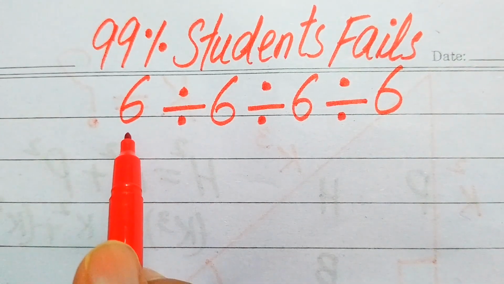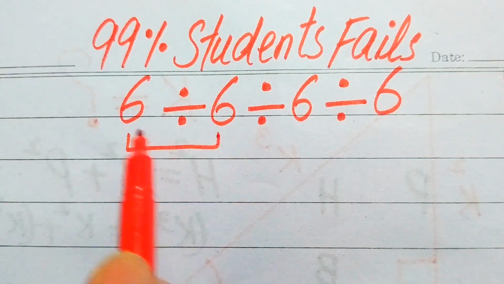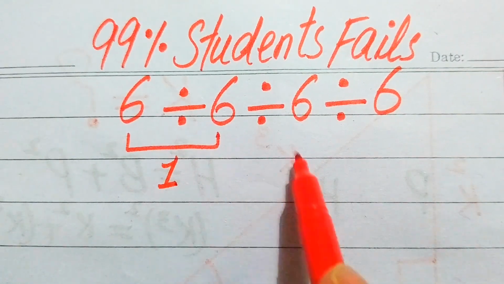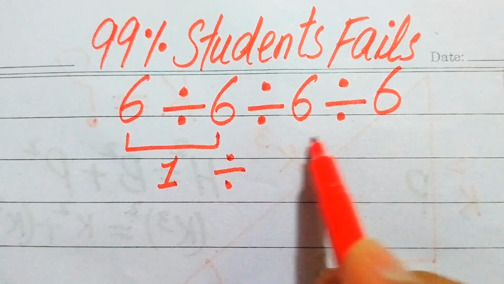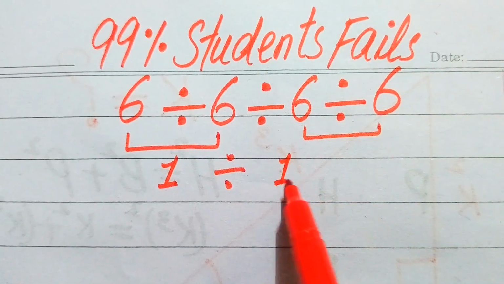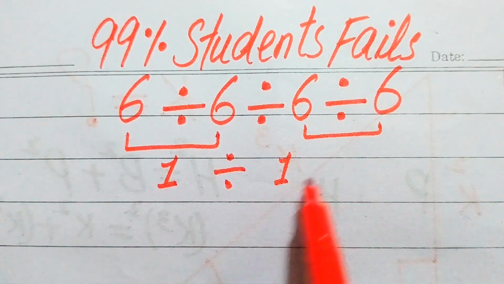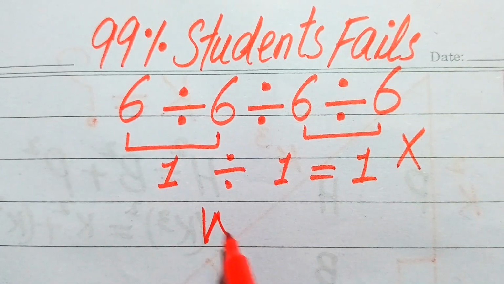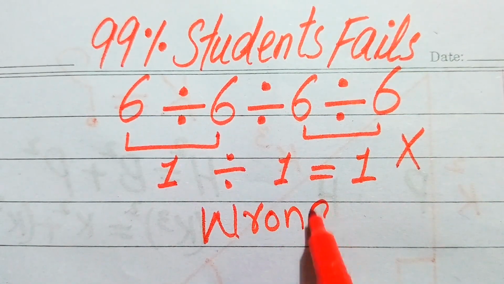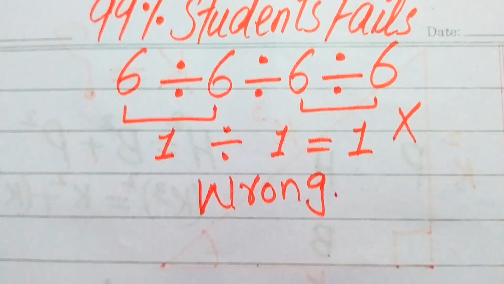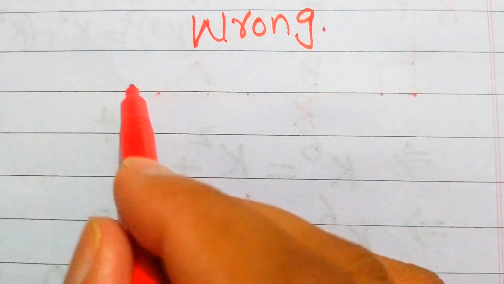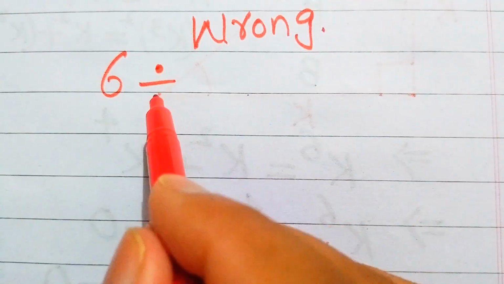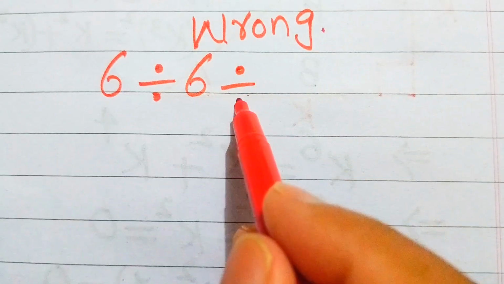Students may first divide these two values, 6 divided by 6 becomes 1, and this 6 divided by 6 is also 1, and 1 divided by 1 is equal to 1. But this is the wrong answer. This is not a correct way to solve this type of problem. So here I can give you a nice technique with which we can easily and correctly solve this problem.